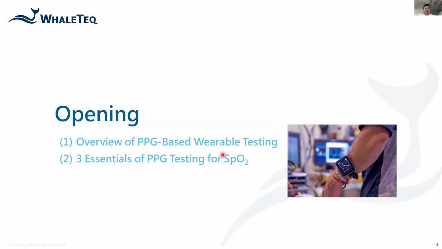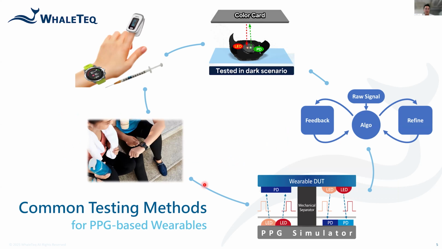Wearable devices that monitor heart rate, SpO2, or blood pressure use photoplethysmography technology, which can detect blood flow changes using a light sensor. Ensuring these devices are reliable in various conditions is critical for their effectiveness and user safety. Here are some common testing methods for PPG-based wearables.